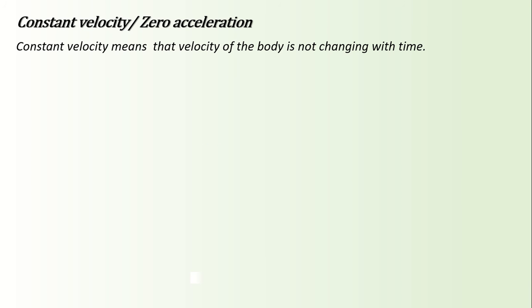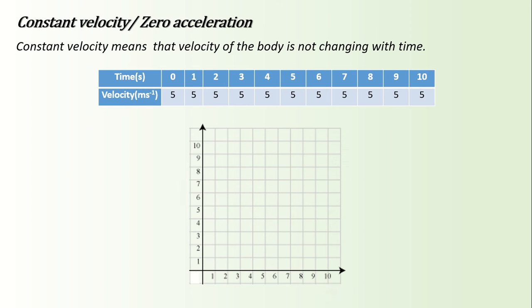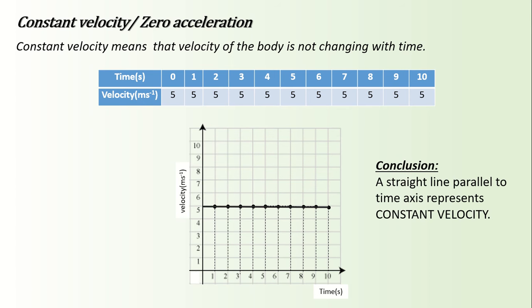Constant velocity means that the velocity of the body is not changing. For example, we have data for the motion of a body having constant velocity for 10 seconds. In each second, the velocity remains 5 meter per second. Its graph can be drawn as follows. This is the graph for constant velocity or zero acceleration. From the graph, we can conclude that a straight line parallel to the time axis represents constant velocity.